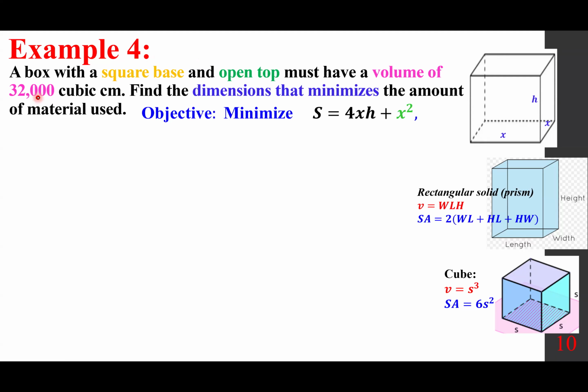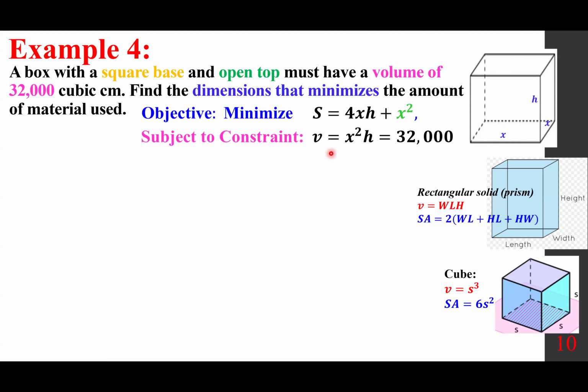Subject to 32,000 cubic centimeters of volume. What is the volume? x times x times h. In other words, x squared h. So subject to the constraint, the volume x squared h is 32,000. We are in business now.